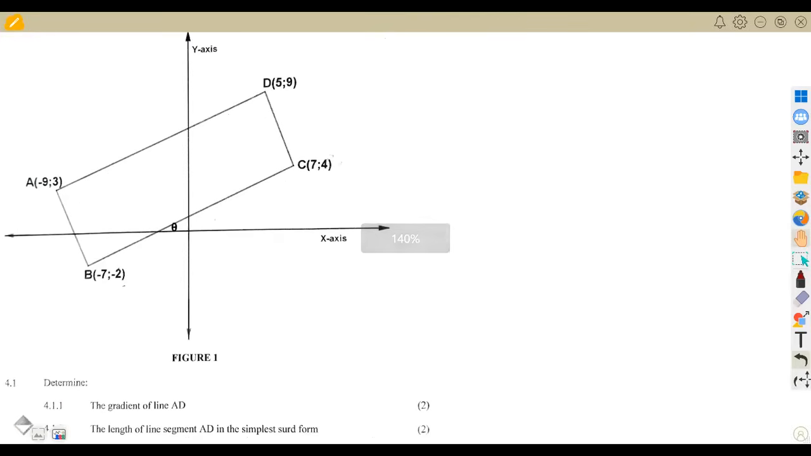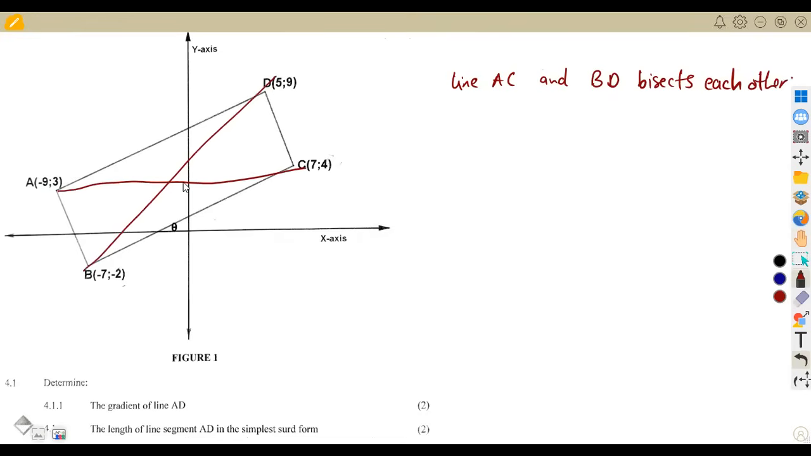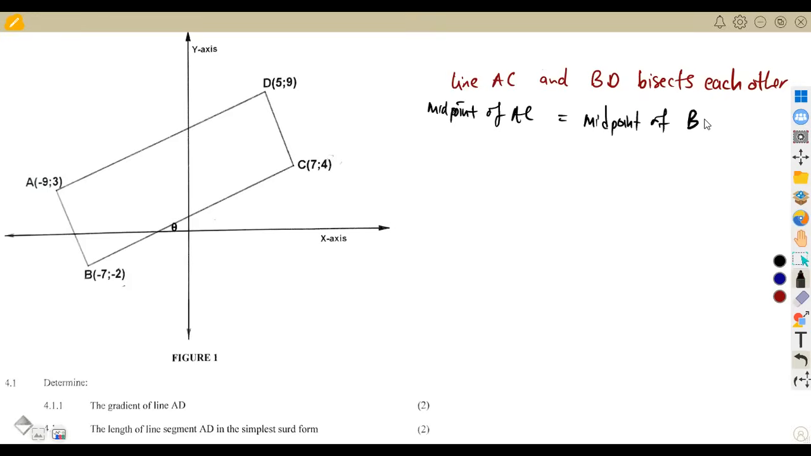Remember, we are supposed to prove that line AC and BD bisect each other. What does it mean? It simply means if we have line AC and line BD like this, we are going to have the same midpoint if they bisect each other. So we are simply going to calculate the midpoint of line AC, which must be equal to the midpoint of line BD.